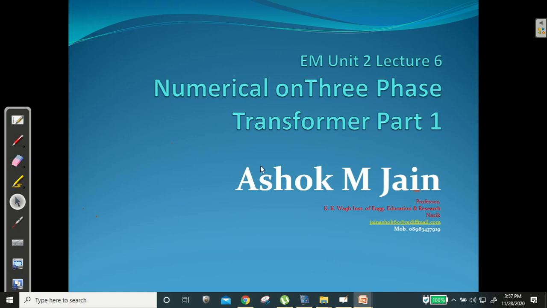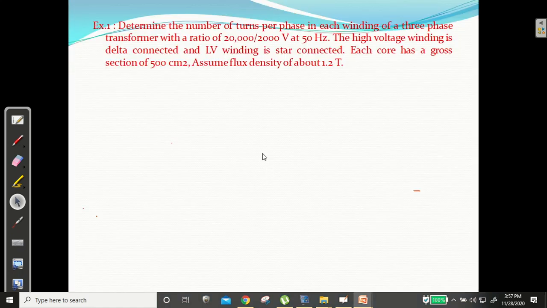Okay, so this is the first question we have. Determine the number of turns per phase in each winding of a three-phase transformer with the given voltage ratio.